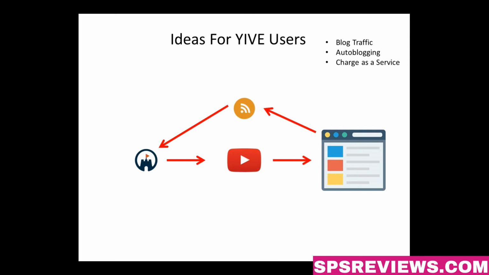The other thing you can do is charge it as a service. So you can go to website owners who blog frequently, and you can offer to convert all their blog posts to videos for them, and simply set up their RSS feed in YIVE and have it take care of it every month. And you can charge a fee for being able to do that.